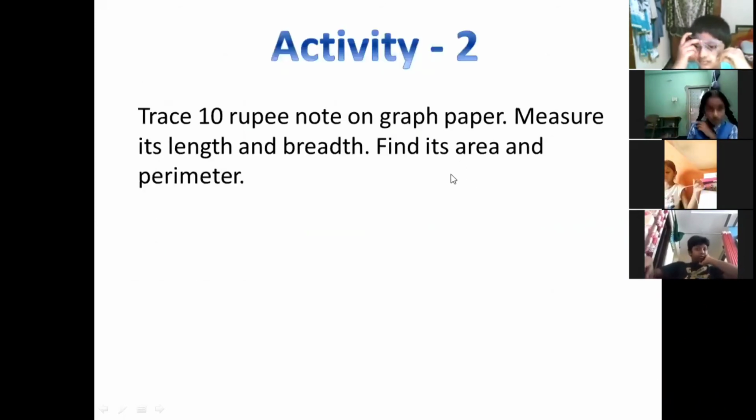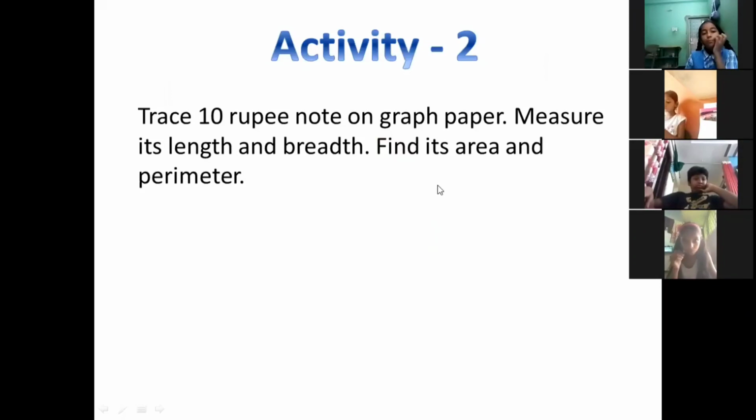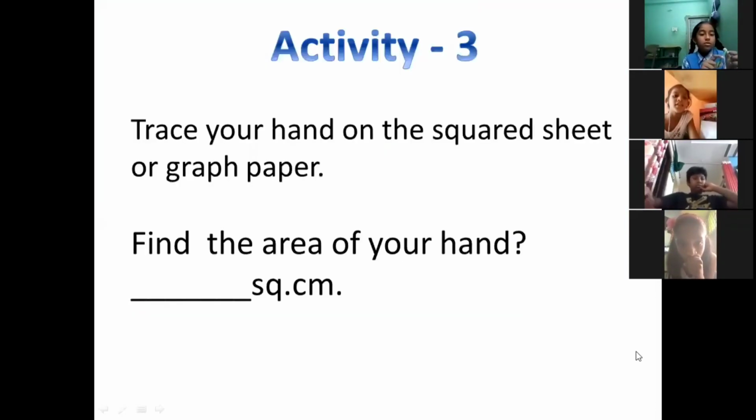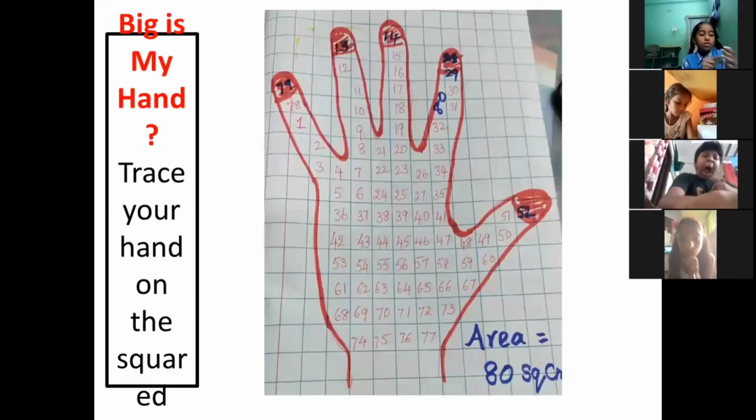Now, this was already assigned to you, and no one has done it. Again, I am giving the work to you. Trace a 10 rupee note on graph paper or in your classwork. Measure its length and breadth. Find the area and perimeter. So like this example also I am giving for you. Now, the next one is to trace your hand on a squared sheet or graph paper. Find the area of your hand. So like this you have to find the area of your hand.